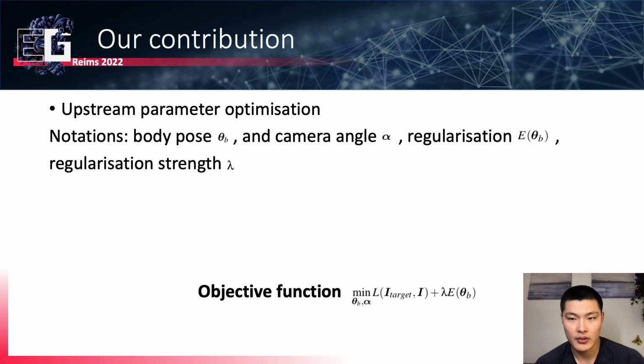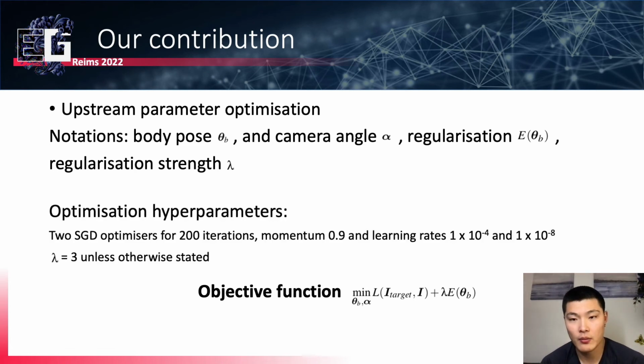The final objective function in our novel scheme therefore minimizes the body pose parameter theta body and an additional parameter alpha that is custom defined to optimize the camera angle without affecting the camera distance. Note that an additional term denoted e is added to the objective function to constrain the body pose towards the neutral, with a strength factor denoted with lambda. In this work, we obtained our results by optimizing with two stochastic gradient descent optimizers for 200 iterations with momentum 0.9 and learning rates 10 to the power of -4 and 10 to the power of -8 for the pose and camera angle parameters, respectively.